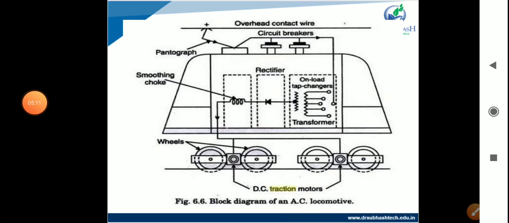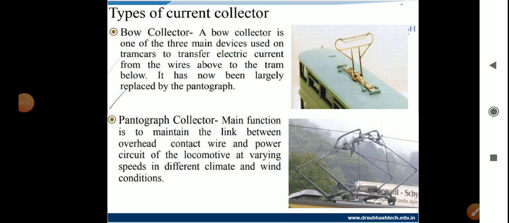In electric traction systems, there are many different types of current collector. One by one we will see. The first is the bow collector. A bow collector is one of the three main devices used on tram cars to transfer electric current from the wires above to the tram. It has now been largely replaced by the pantograph. So most probably, the pantograph collector is used nowadays.